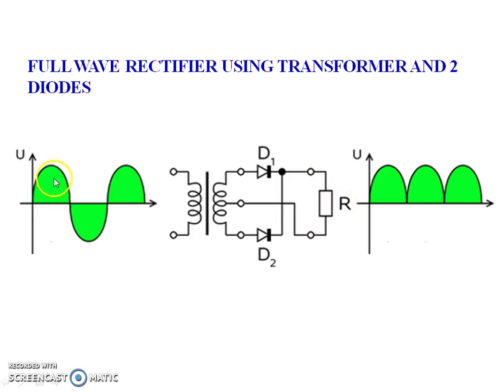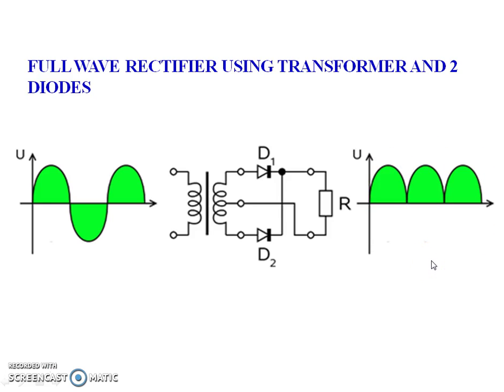So when there is a positive half cycle, one of the diodes, for example diode D1, conducts, whereas diode D2 is in the reverse bias condition. So we get only the positive half cycle. Now when there is a negative half cycle, the working of the diodes reverses. Diode D1 will be in the reverse bias condition and diode D2 will be in the forward bias condition. At this moment we are getting the negative half cycle.